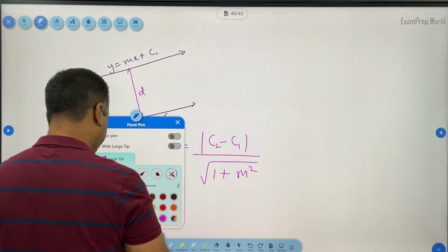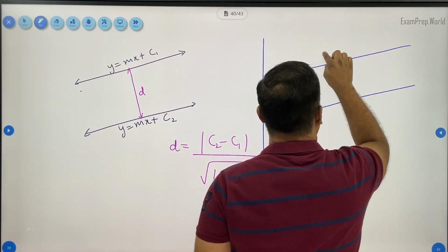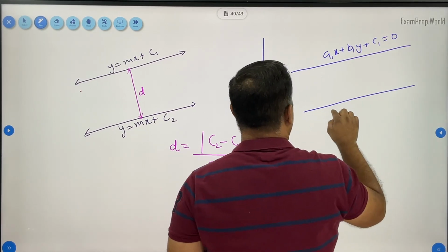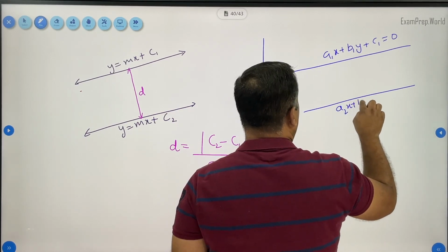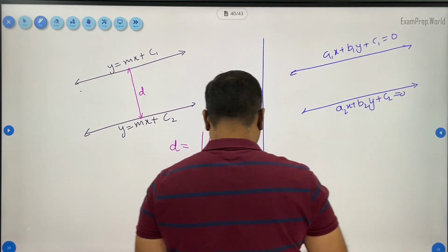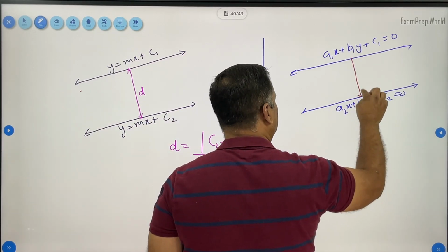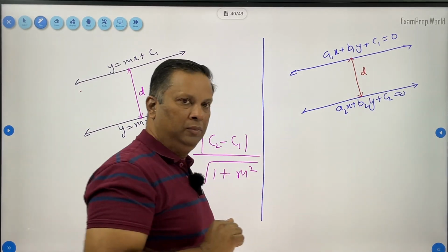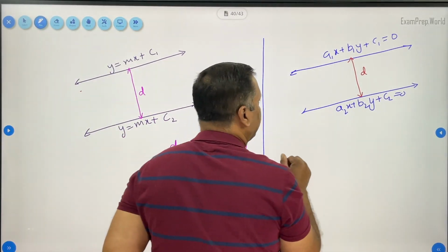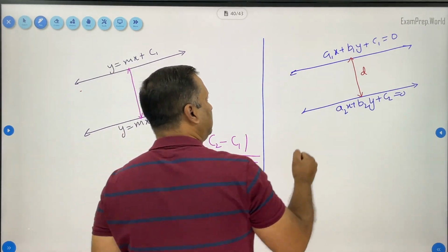Let's choose another color. Now these are two parallel lines. It's a1x plus b1y plus c1 equal to 0, and the other line is a2x plus b2y plus c2 equal to 0. These are also parallel lines. Now we have to find distance between them, D. Okay. So for them, now since they are parallel, a1 will be equal to a2 only.